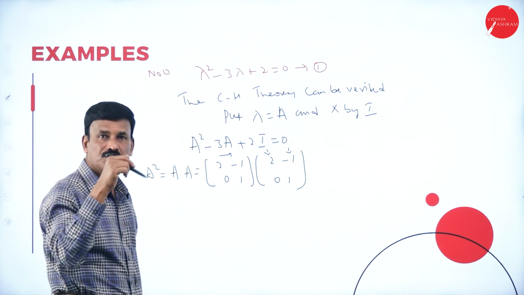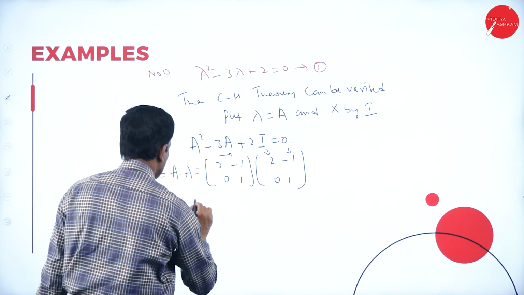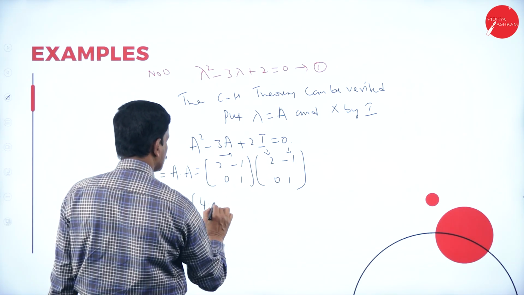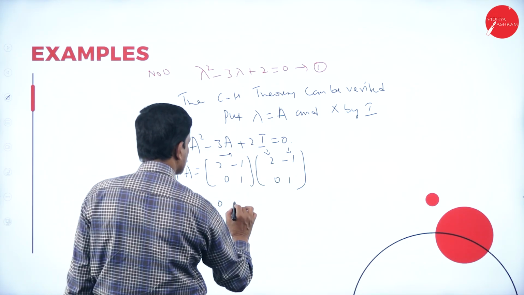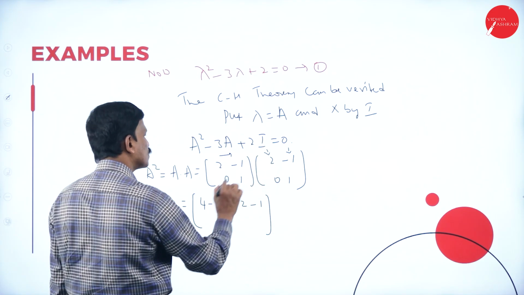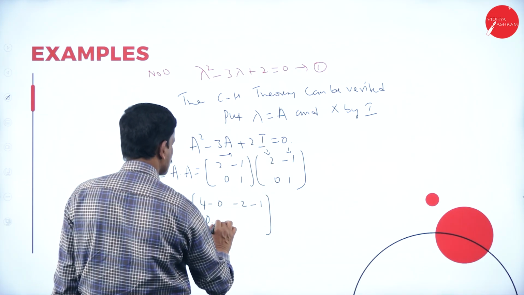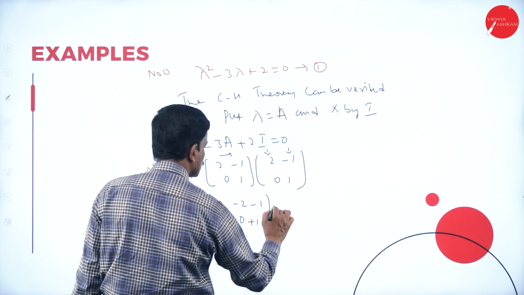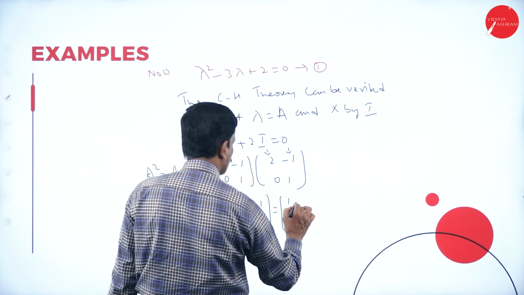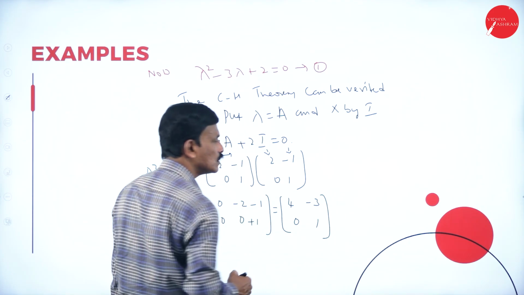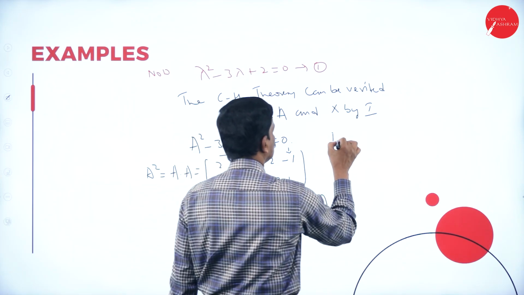Now multiply first row, first column, second column. That's 2 twos are 4, minus 1 into 0 is 0. Again 2 ones are 2, minus 2 minus 1. Second row, first column, second column: 0 into 2 is 0, 1 into 0 is again 0. 1 into 0 is 0 plus 1 into 1 is 1. That's equal to [4 -3; 0 1]. Now substitute here.